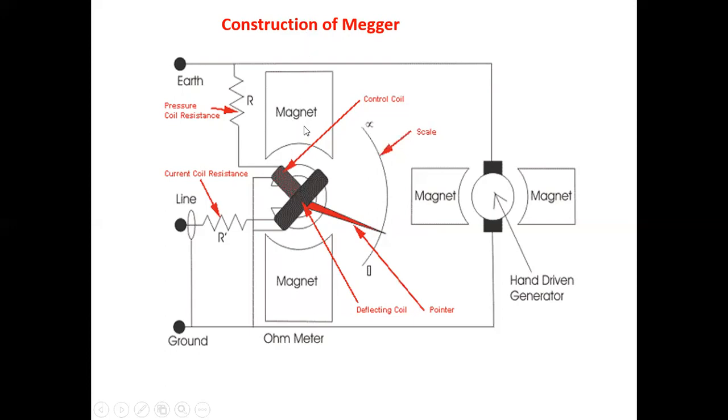This magnet produces its magnetic field, and when the current flows into the current coil and pressure coil, due to that a force will be produced in that deflecting coil. According to that the deflecting coil will deflect, and according to that the pointer will be moved from 0 to infinity. This will be the scale.